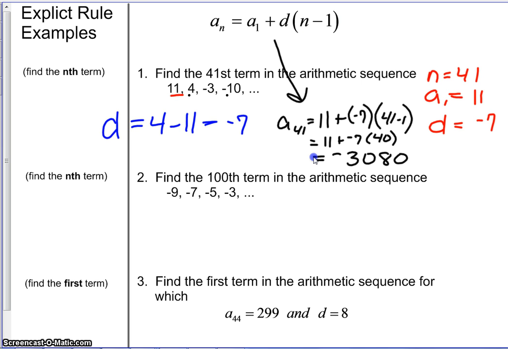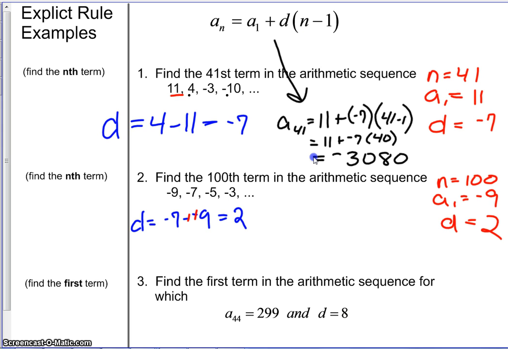So now we're going to find the 100th term in an arithmetic sequence. For this problem, our n equals 100. We can look at the values they gave us and find that the first term equals negative 9, and we have to calculate our d. So d would equal negative 7 minus a negative 9. Minus a minus would change those two to plus, so it would really be negative 7 plus 9, so our d is 2.